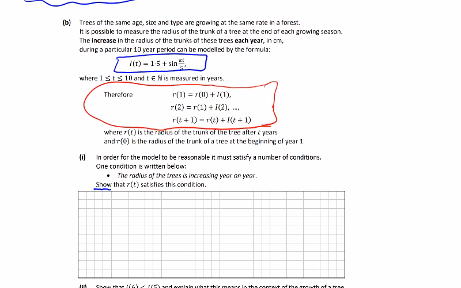Okay, let's look at question 1. In order for the model to be reasonable, it must satisfy a number of conditions. One condition is written below. The radius of the tree is increasing year on year. Show that R(t) satisfies this condition.